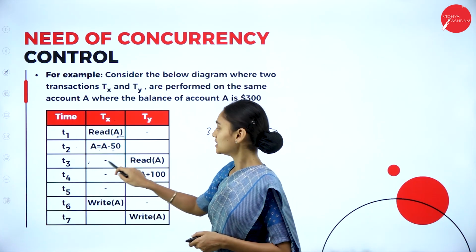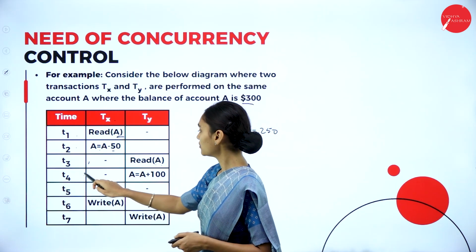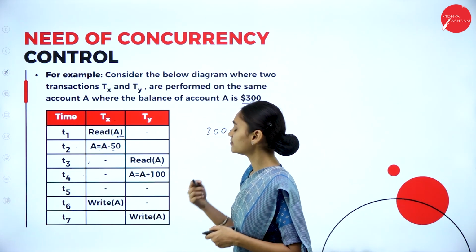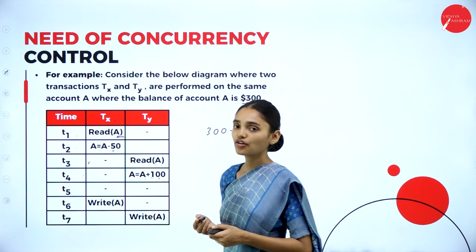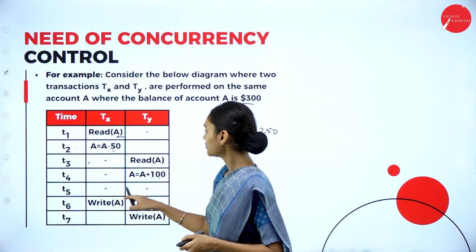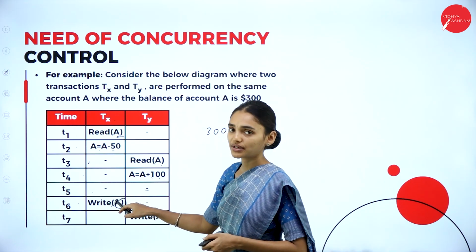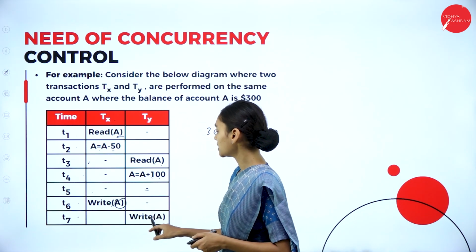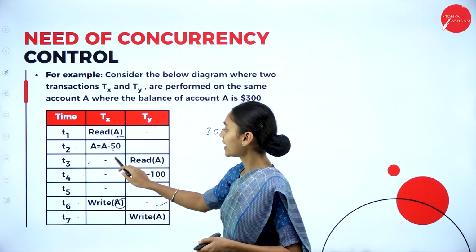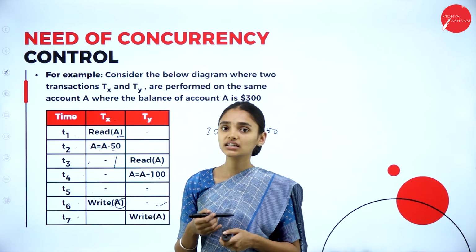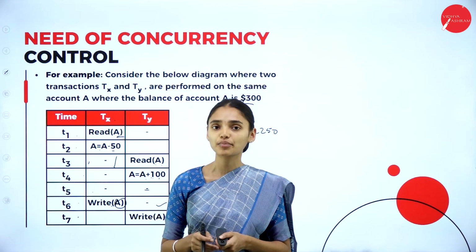At the time T3, it reads the value of A again, that is 300. At the time T4, the value of A will get added, that is 300 plus 100, that is 400. And at the time T5, it will do nothing. Then at the time T6, it reads the value of A, then it will get updated. But at the time T7, the value of A should also be updated, that is Ty should get updated, but the value of Ty is not updated. It still has 300 itself, so it lost its update, so it is called the lost update problem.